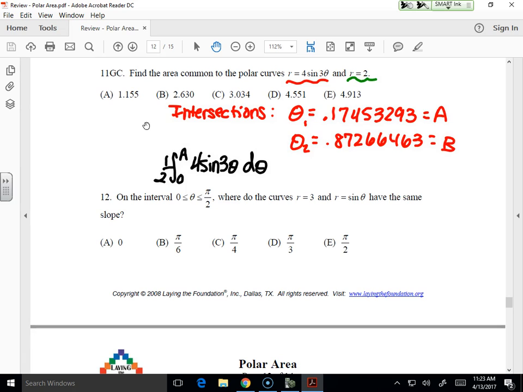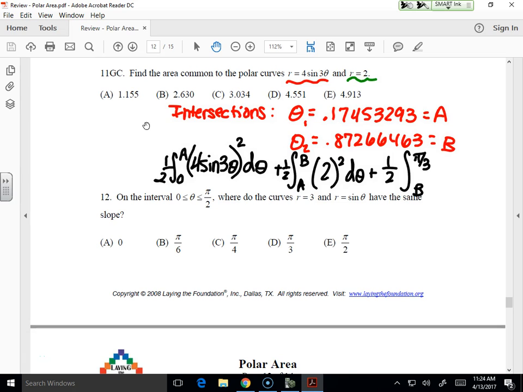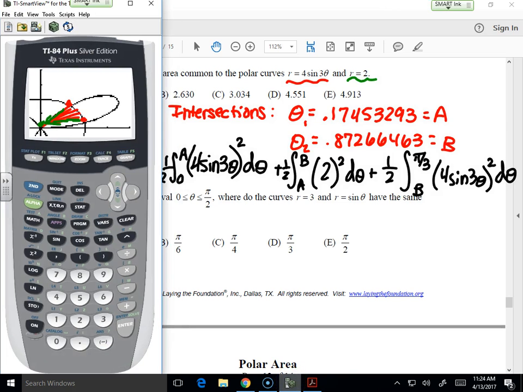Okay, so 1/2 R squared. Okay, and this just gets the first part to the first intersection, and we need to go ahead and add from A to B. And then from B to pi over 3. Will someone else double check, just to make sure? I'm going to go into function mode real fast.